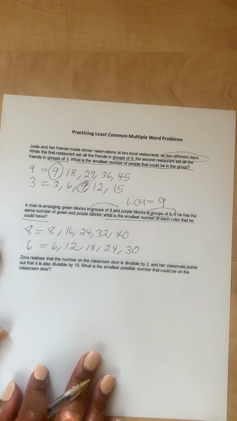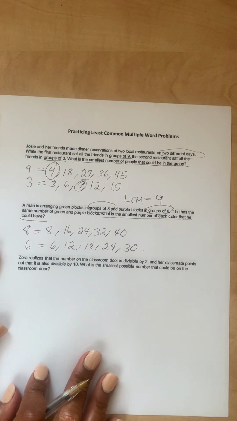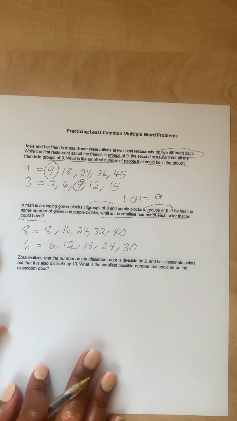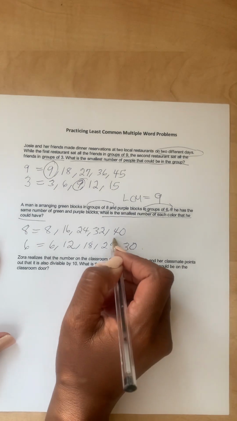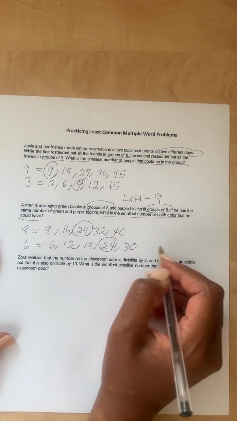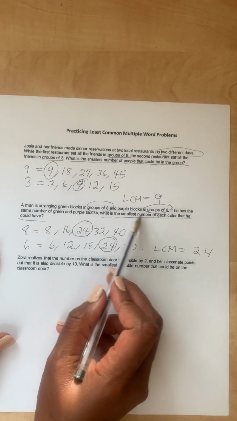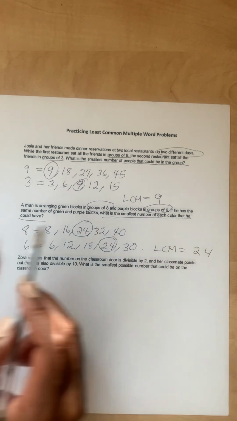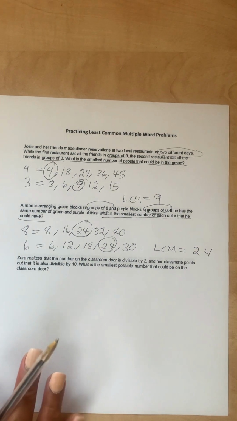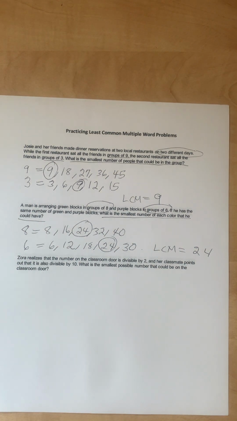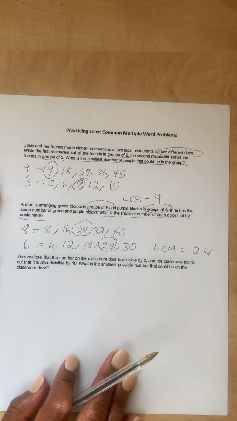So, now that we have our lists, we are looking for, as you know, the smallest number that appears in both lists. So if we look here, we can see that the smallest number of each color that he can have is 24. So the least common multiple is 24. That's the smallest number of each color that he could have. Okay, so it's pretty simple, same steps. Let's look at one more.